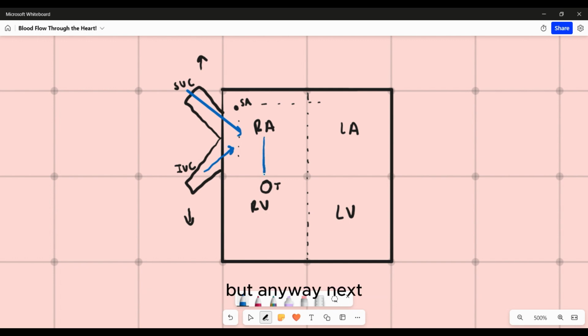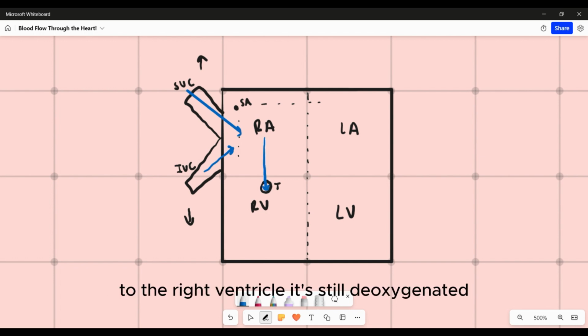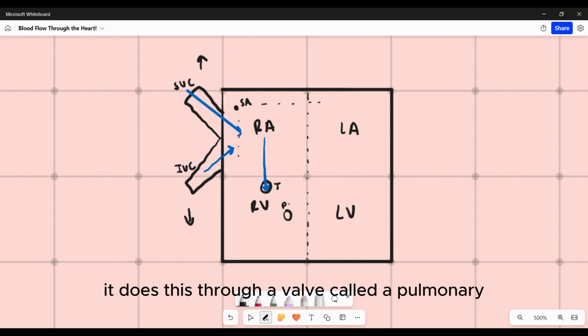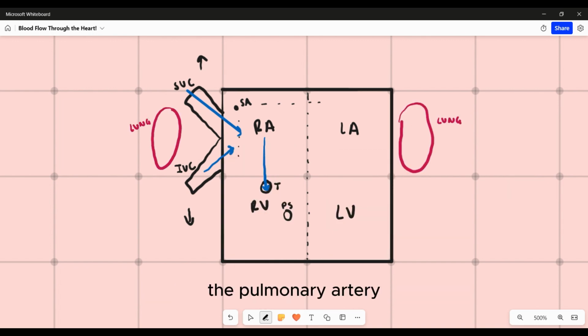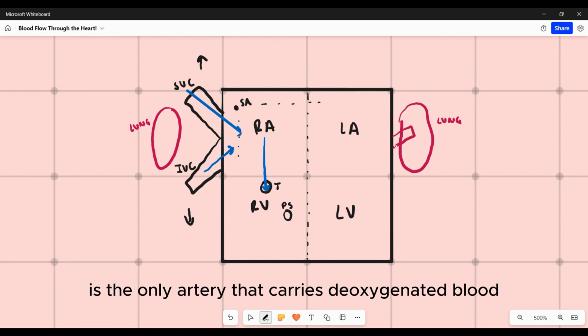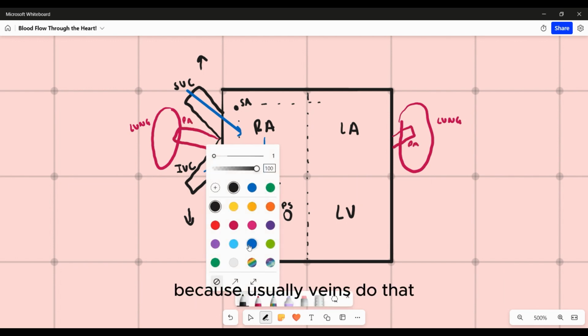But anyway, next, when the blood makes it through the tricuspid to the right ventricle, it's still deoxygenated, so it needs to take a trip to the lungs so that the lungs can oxygenate it. It does this through a valve called a pulmonary semilunar valve, so that brings it to the pulmonary arteries, which brings it to the lungs. The pulmonary artery is the only artery that carries deoxygenated blood, because usually veins do that.